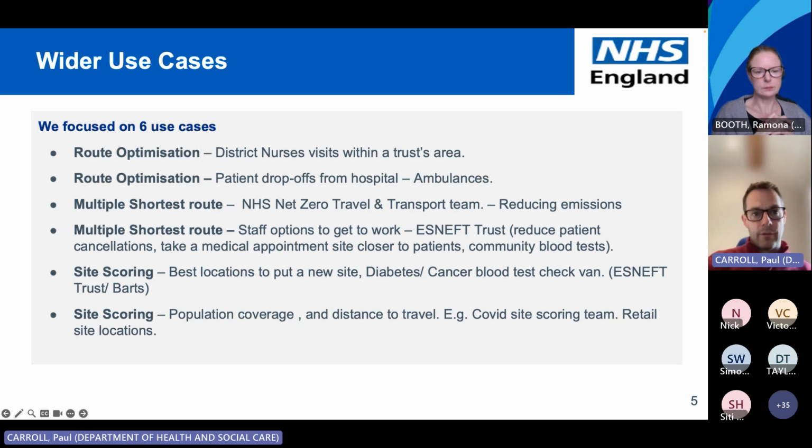So something like retail. What population coverage do we have within 1, 2, 3, 4, 5 miles? And what's the distance to travel? How do we do walking distance if you want to look at a new GP practice for patients over the age of 70, for example?